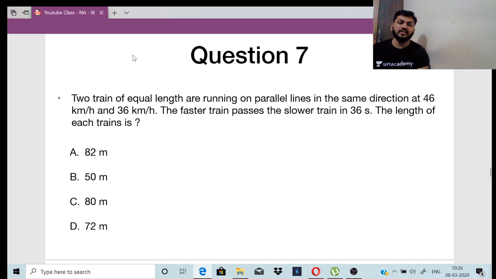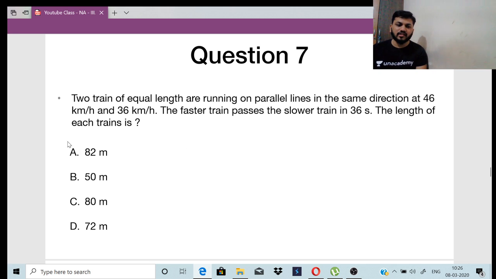Okay, problems on trains. Two trains of equal length are running on parallel lines in the same direction at 46 km per hour and 36 km per hour respectively. The faster train passes the slower train in 36 seconds. The length of each train is dash. There are two trains, they are of equal length, right? They are running on parallel lines in the same direction at 46 and 36 km per hour. The faster train passes the slower train in 36 seconds. What is the length of each train?